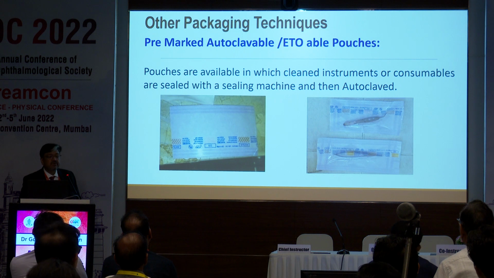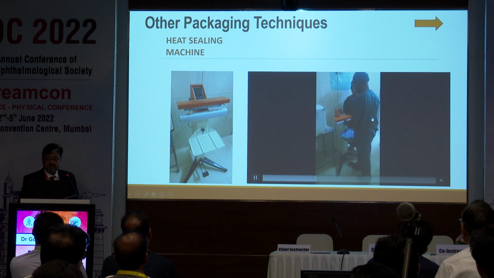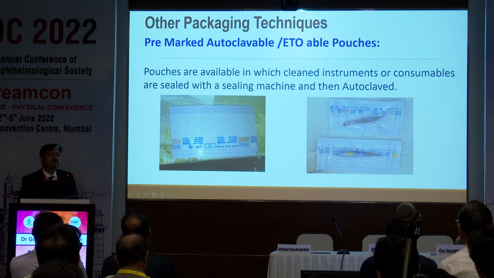We have, of course, other pouches which are available, which can be used to put small instruments inside, and then they can be sealed with a heat sealer. The advantage with these pouches is that there are pre-markers for ETO and for autoclaving and sterilization, which change colors, so it's a double safety method that you have.